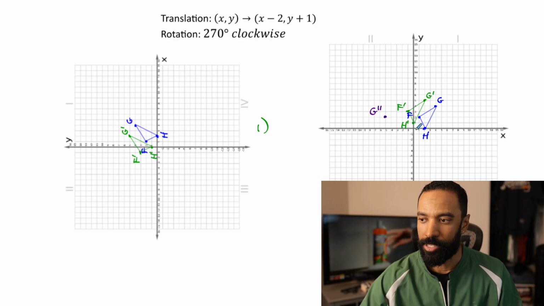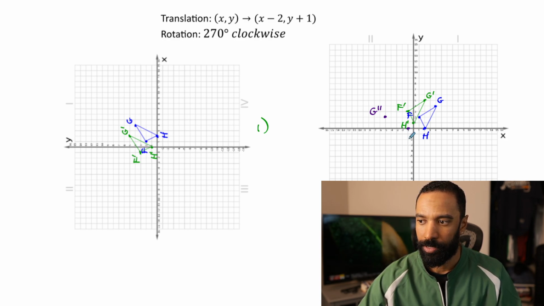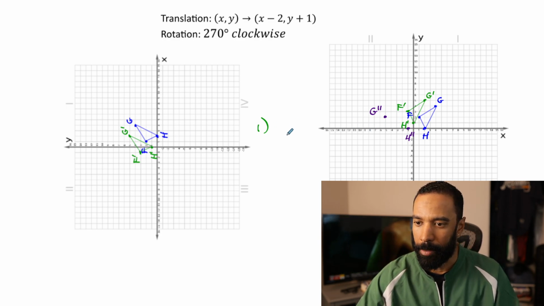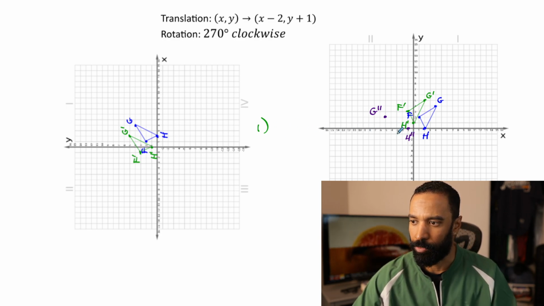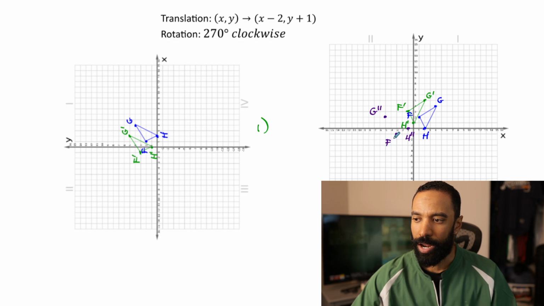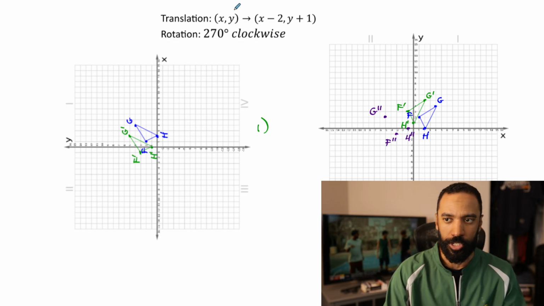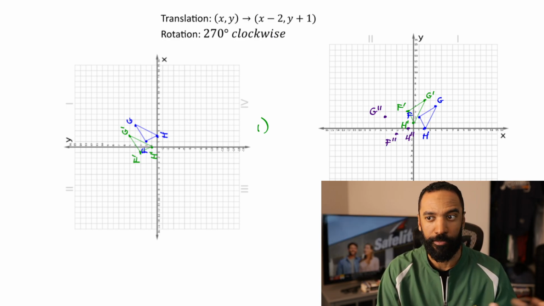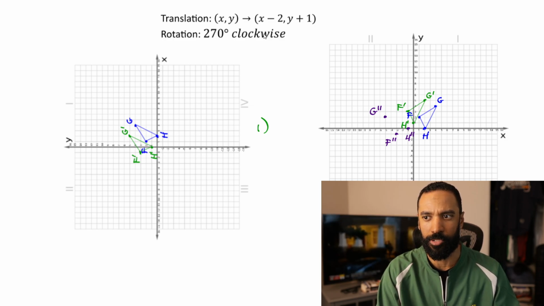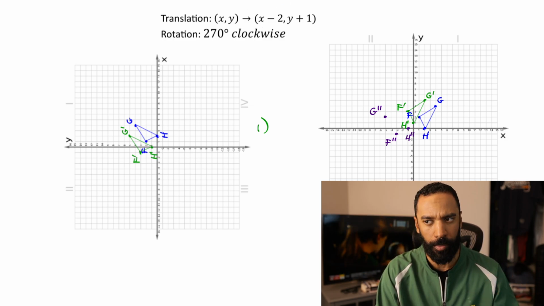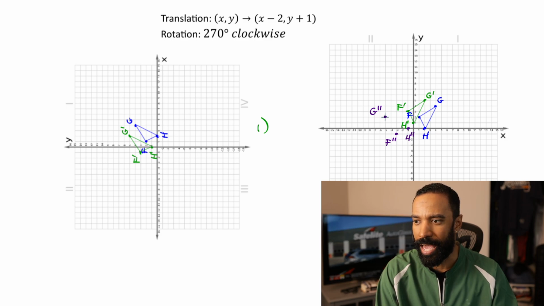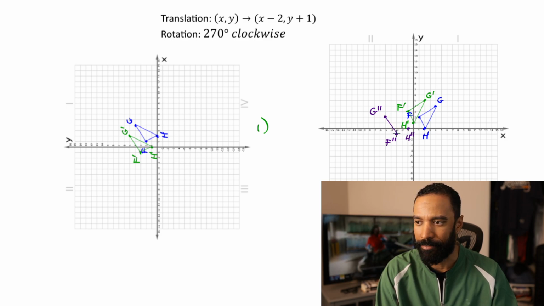H double prime is at -1, 0. And F double prime is, I think, -3, -1. Now, you would have to rotate your paper back and forth to do that. You might even write down the numbers before you plot them again. But hopefully you understand what I'm saying: with the rotation, you get to actually look at where your points end up after the fact.